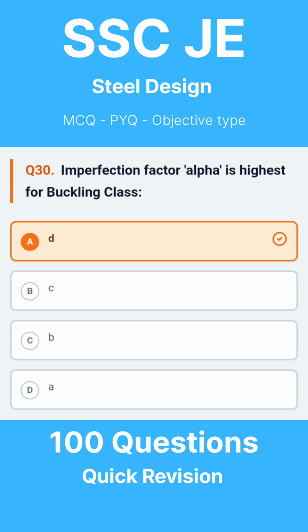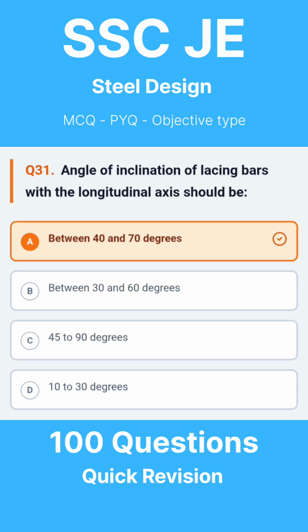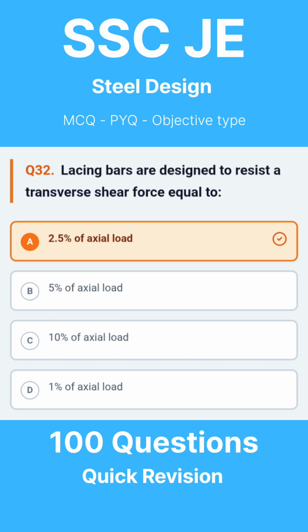Question 30. Imperfection factor, alpha, is highest for buckling class. The correct answer is D. Question 31. Angle of inclination of lacing bars with the longitudinal axis should be. The correct answer is between 40 and 70 degrees. Question 32. Lacing bars are designed to resist a transverse shear force equal to. The correct answer is 2.5% of axial load.